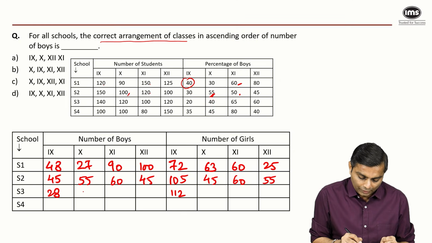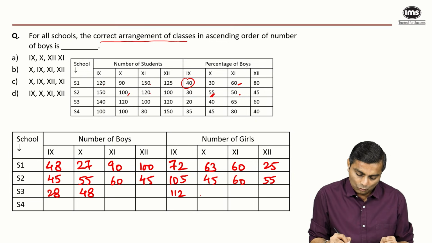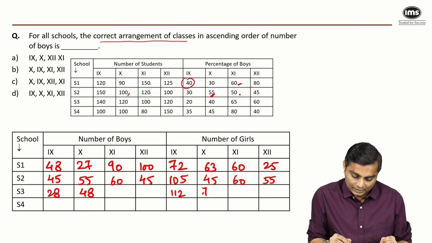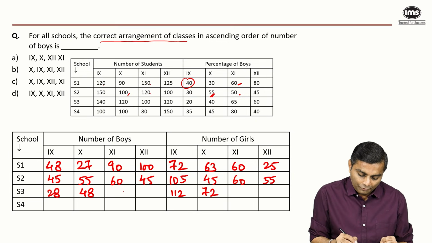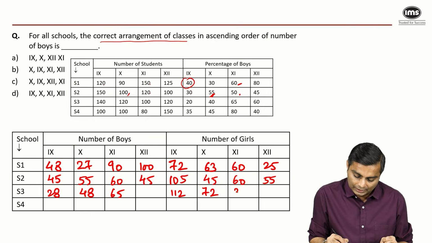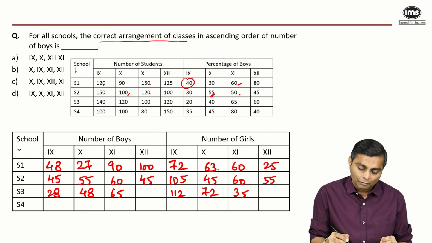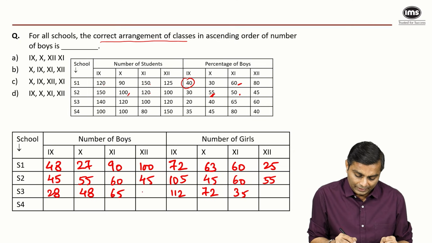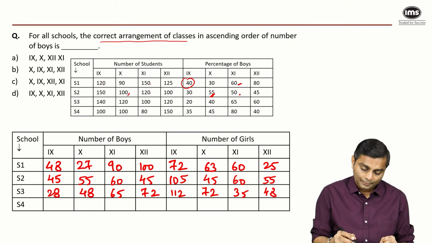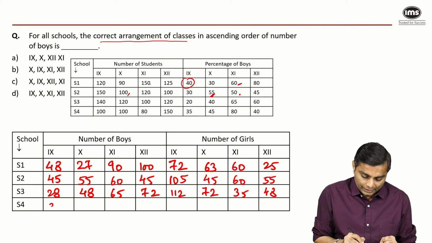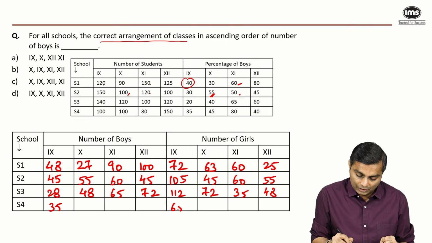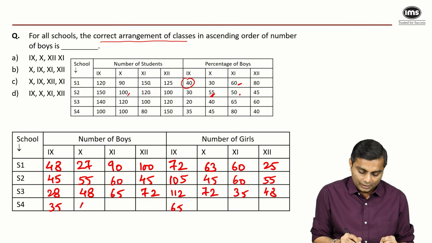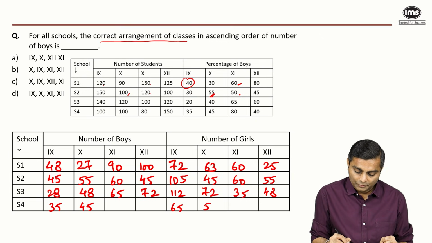40% of 120, 4 into 12, 48. So if it is 48, this has to be 72. 65 of 100, so 65, therefore this guy has to be 35. 60% of 120, 6 into 12, 72, therefore 48. Last, 35% of 100, so 35, therefore this is 65. 45% of 100, so 45, therefore this is 55.